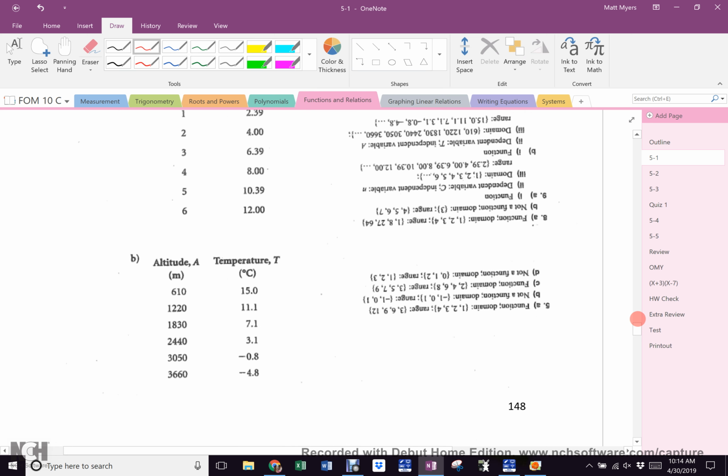Why is it a function? No numbers are the same. At every altitude, I have a different temperature, right? Easy peasy. Okay. What was the next question? Oh, which is the IV, which is the DV? Same thing.